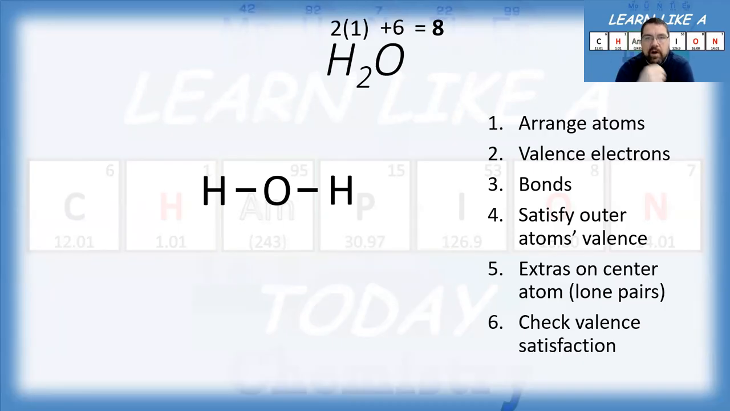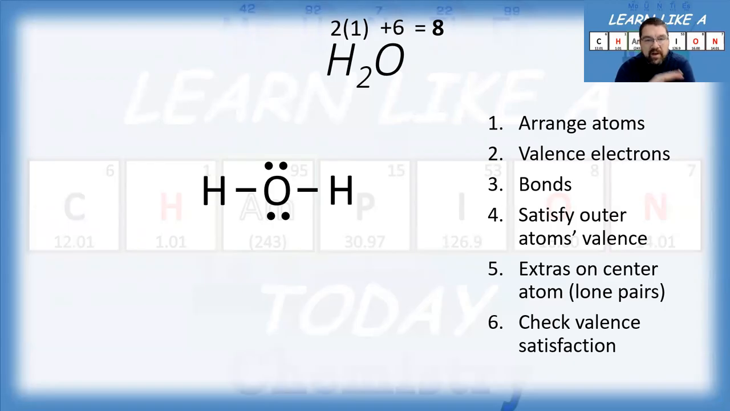Each line is 2 electrons. So there we've used 4. And that means we have 4 valence electrons left to distribute. We start with the outside atoms, but the outside atoms are both hydrogens. They don't need any more electrons beyond the 2 that are connecting them to the oxygen. So that means we've got extra valence electrons left over, and extra valence electrons get placed on the central atom as lone pairs. And so we would put 2 lone pairs on that central oxygen.